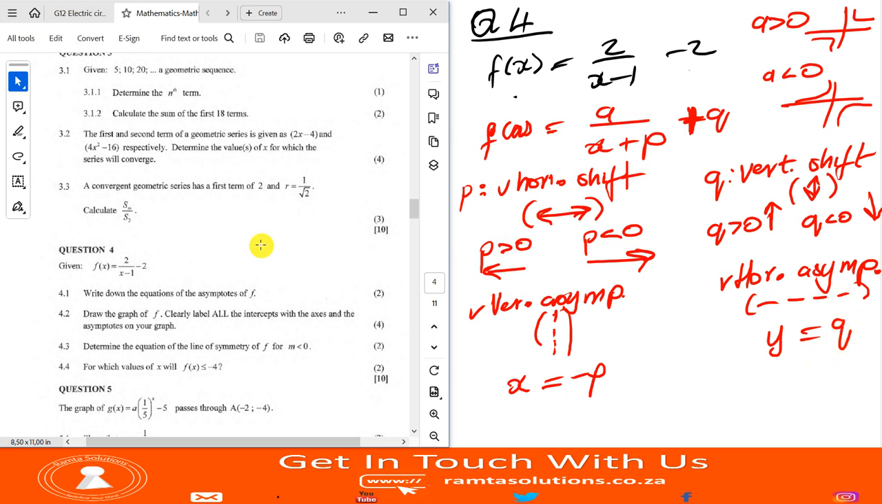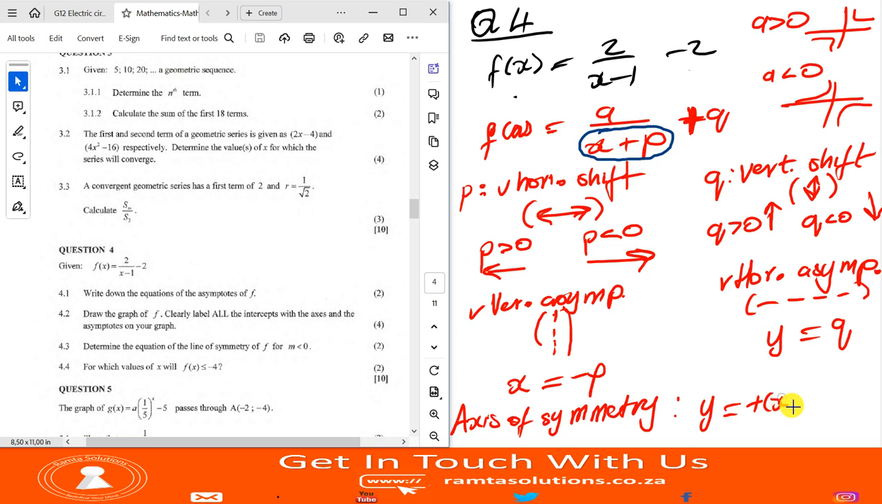Now we then have what we term the axis of symmetry, the lines of axis of symmetry. For these lines, we use the formula, and I want you to pay attention here: y equals plus minus x plus p, meaning this denominator as it is, and then plus this part as it is.